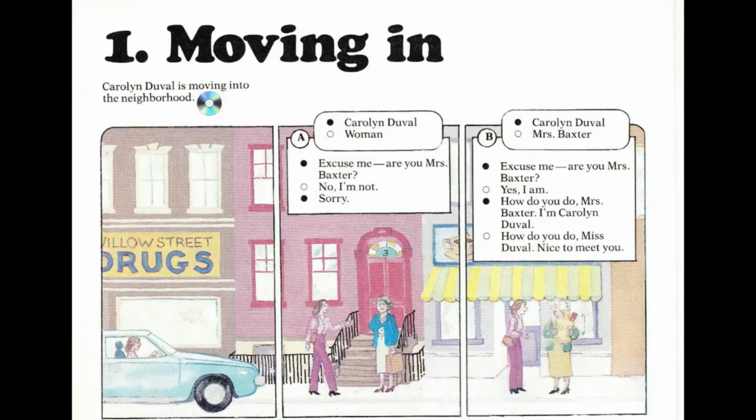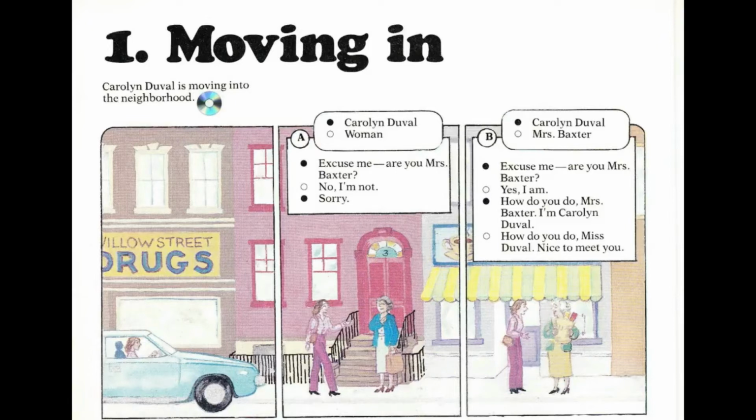Then after that, Carolyn Duval is successful. She finds Mrs. Baxter and she says, excuse me, are you Mrs. Baxter? Yes, I am. I am Mrs. Baxter. Then she says, how do you do, Mrs. Baxter? How do you do is a special expression. We use it when we meet people for the first time. It's something like nice to meet you. It's like that. Then, as you can see, Mrs. Baxter also repeats the same expression. Says, how do you do, Miss Duval? Nice to meet you.